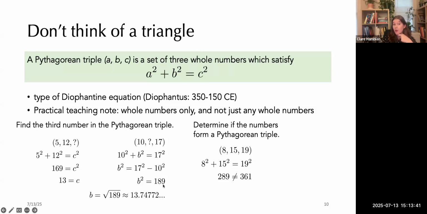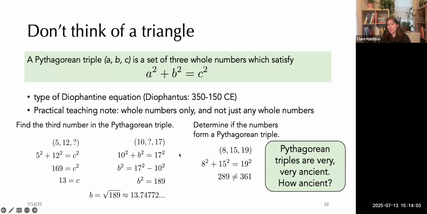This is the kind of thing that when you're teaching the subject, you've got to be really careful to pick nice numbers, because otherwise you will write problems that are sort of nonsense for your learners, because a Pythagorean triple is a set of whole numbers. Put a pin in this. This is going to come up again later.